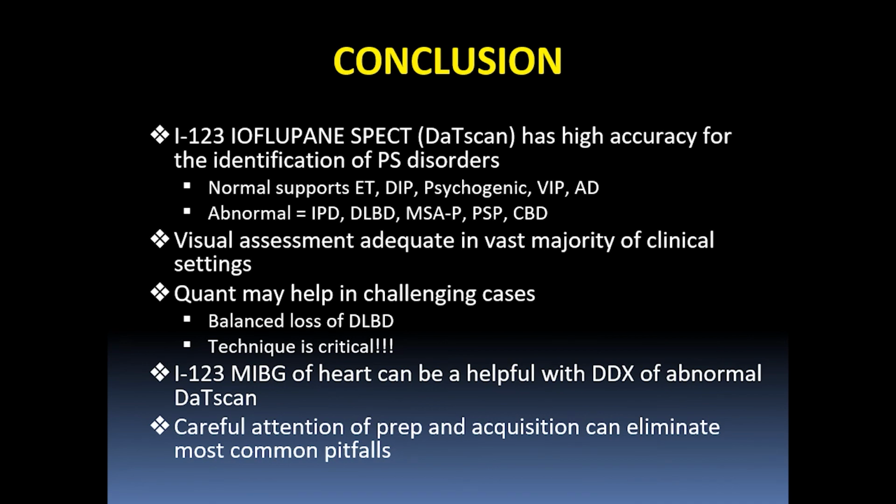If you do not have quantification, you can consider adding MIBG imaging to heart to look for its innervation or lack thereof. That can help tease out between idiopathic Parkinson's disease and some of those less common variants. It can also assist in differentiating between Alzheimer's disease and dementia with Lewy body disease when you have an equivocal case. And finally, careful attention to patient preparation. Their medications, as well as acquisition, patient positioning, and patient motion are important to eliminate some of the common pitfalls that we talked about.